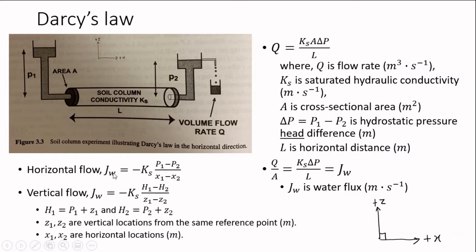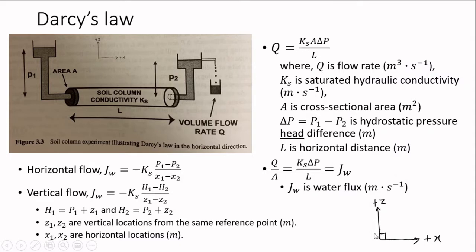So Jw, horizontal flow, is negative saturated hydraulic conductivity, Ks, times P1 minus P2, the hydrostatic head difference, divided by X1 minus X2. All right. For vertical flow, Jw, the water flux, is equal to negative Ks times h1 minus h2 over z1 minus z2. So similarly, we have a negative here because if you take z1 somewhere here and z2 somewhere above here, of course z2 is greater than z1.